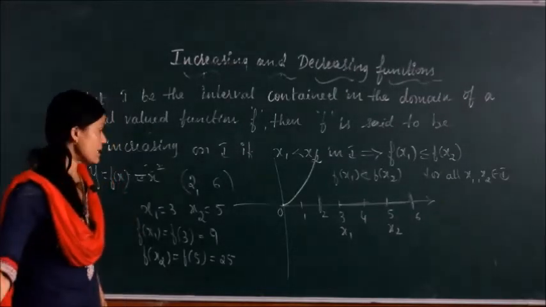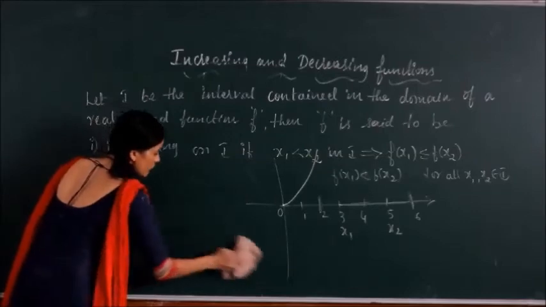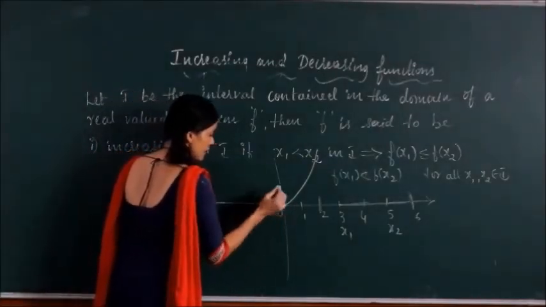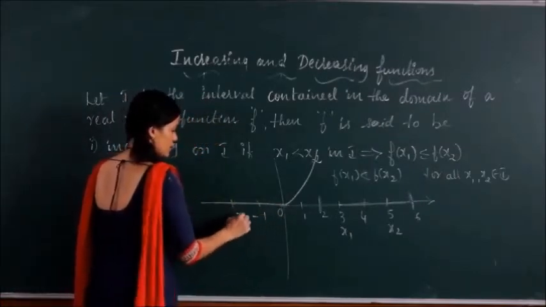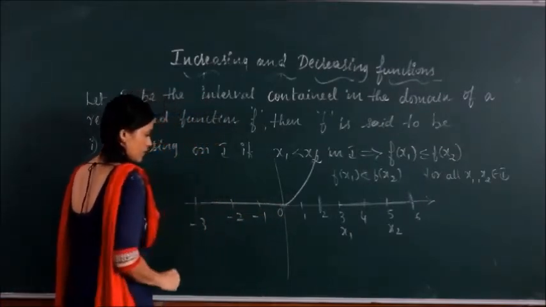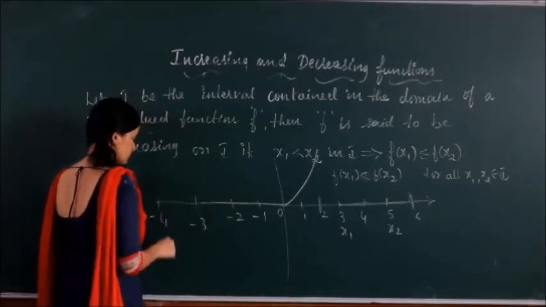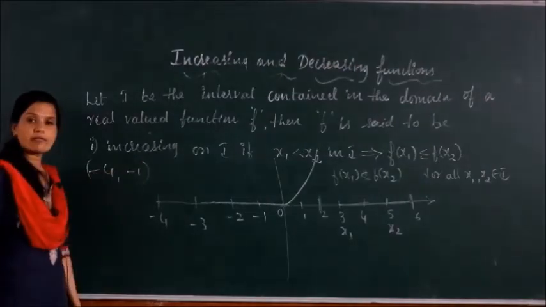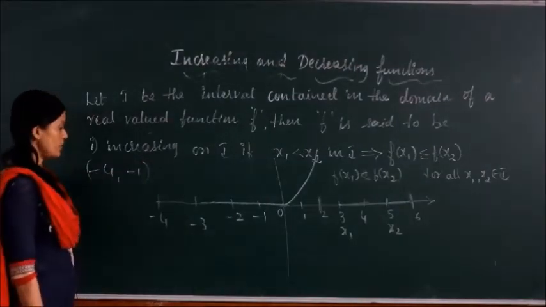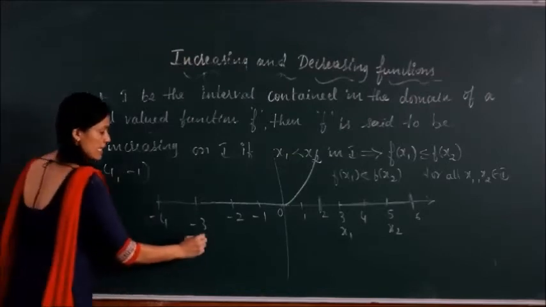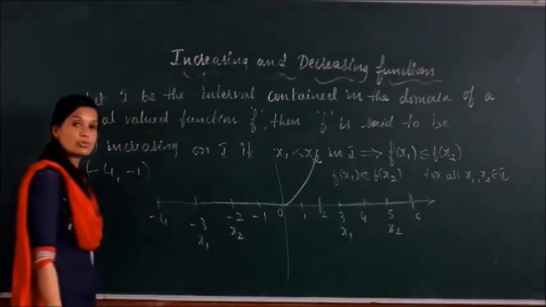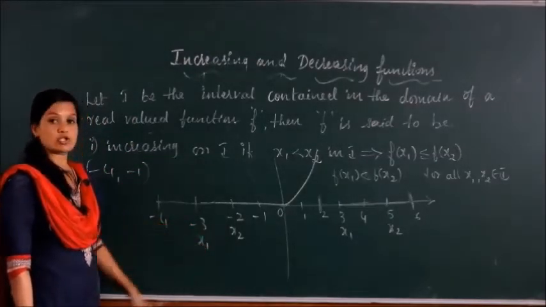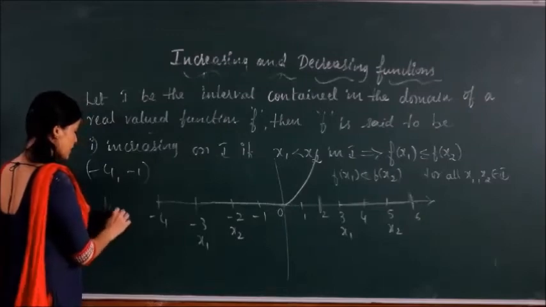So for decreasing, what is the condition? In the given interval, x1 is less than x2. Suppose I consider the interval -4 to -1. This is the interval I consider. So in the interval, I will take this as x1 and this as x2. So condition for decreasing, x1 is less than x2 such that f of x1.